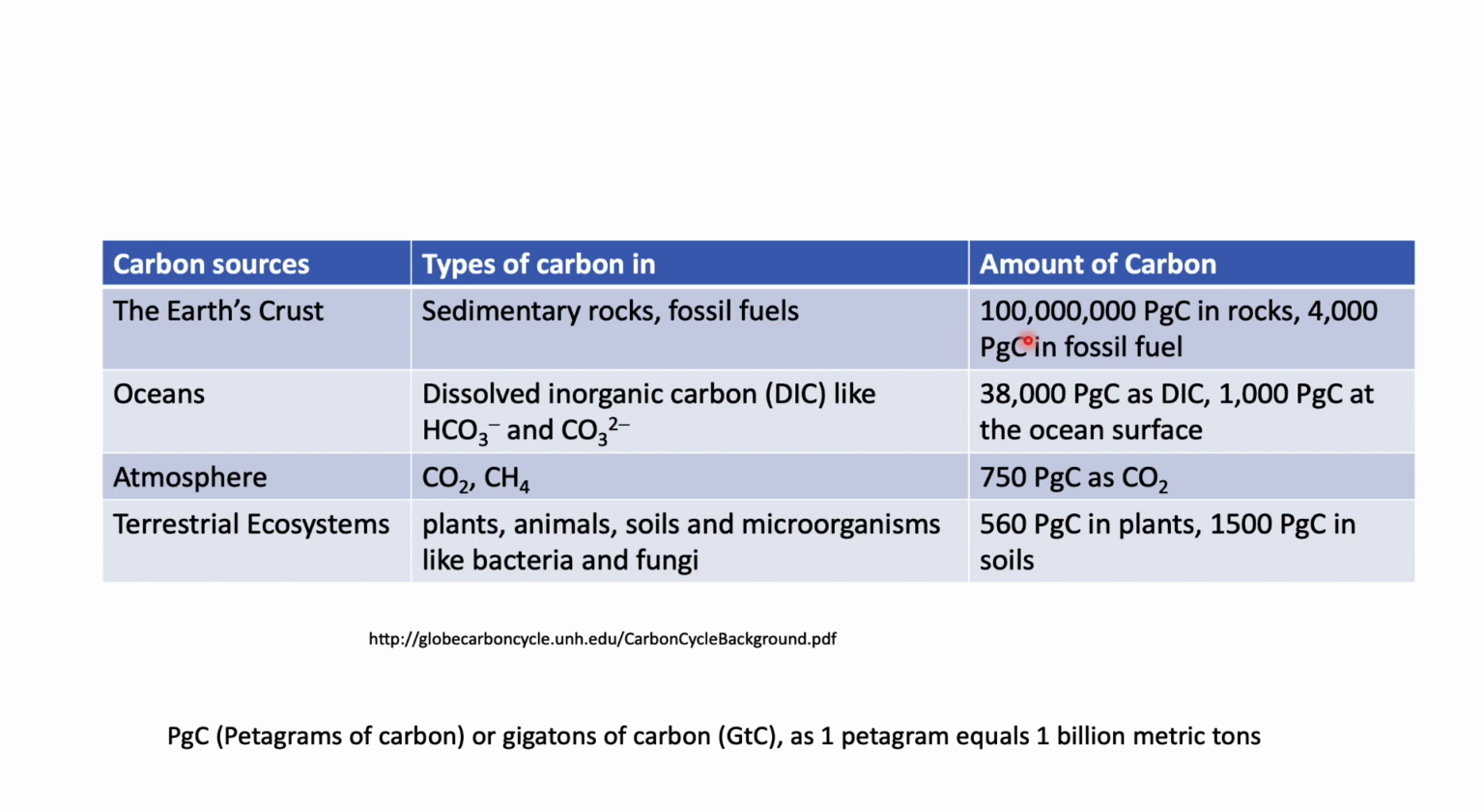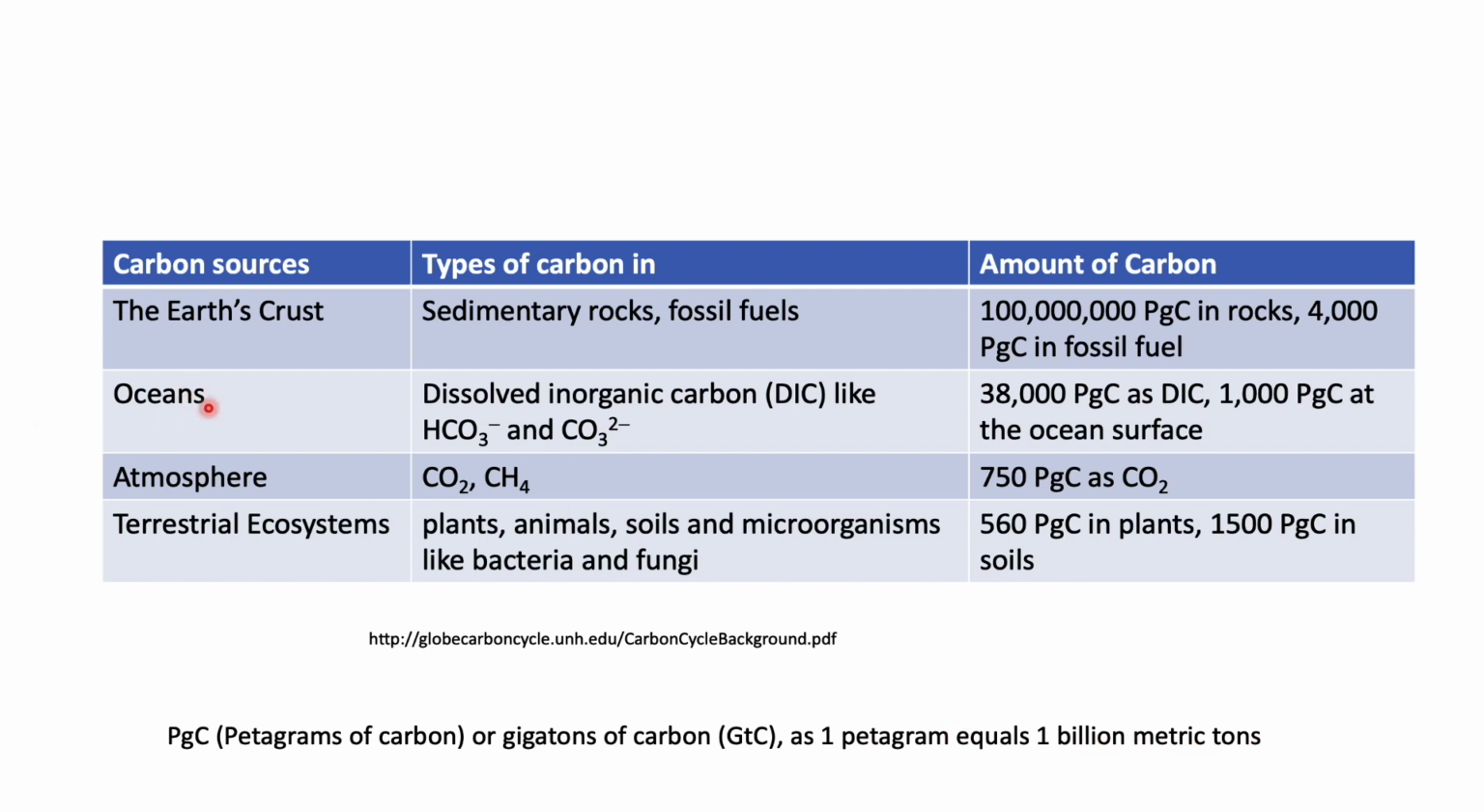There is 100,000 petagrams in the rocks and 400,000 petagrams in fossil fuel. What is a petagram? A petagram is equivalent to gigatons of carbon, as 1 petagram equals 1 billion metric tons. So this is the amount of carbon that is present.